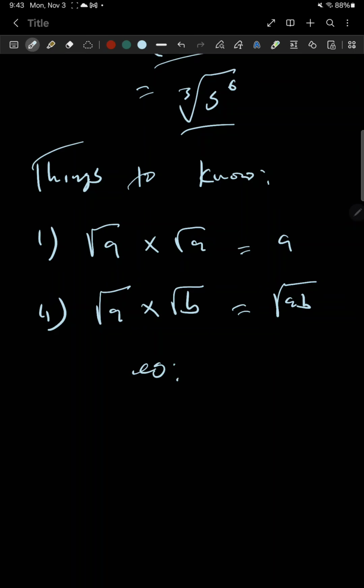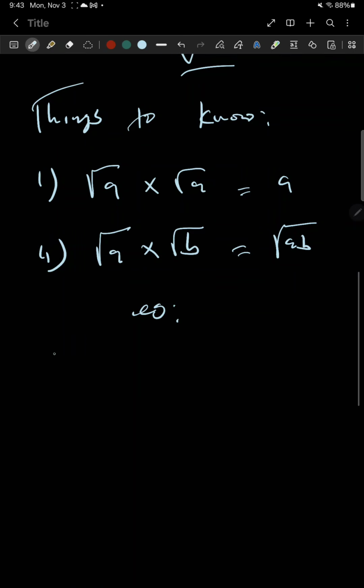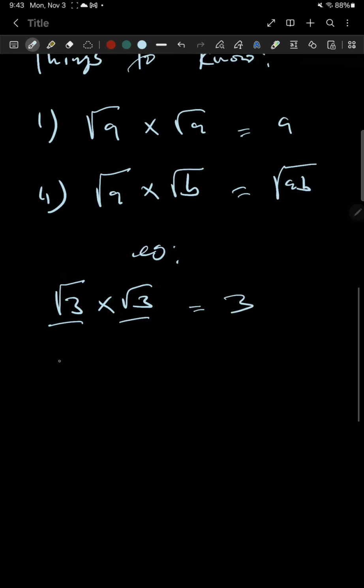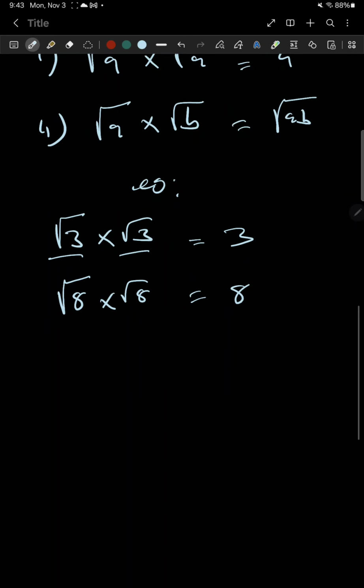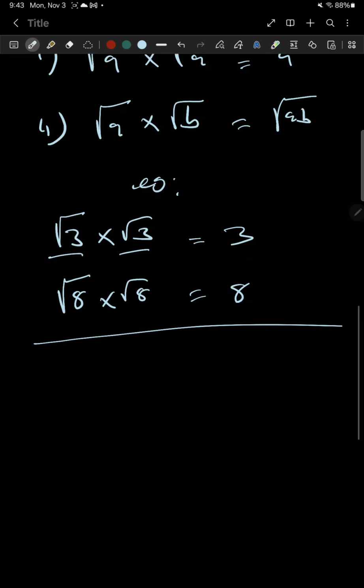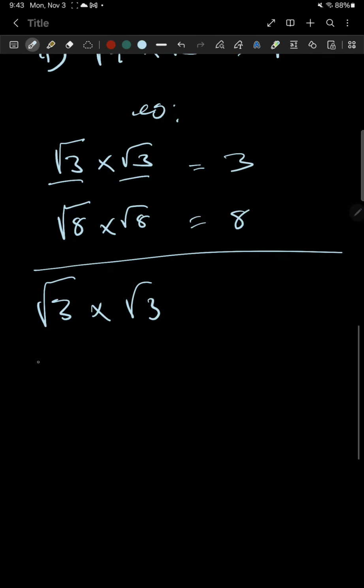An example, which you also learned in grade 12: the square root of 3 times the square root of 3. Since these two are square roots, the answer is 3. They will cancel out. It's the same as the square root of 8 times the square root of 8; the answer is just 8. Why will they cancel out, if you may ask? For example, what is the square root of 3 in indices?